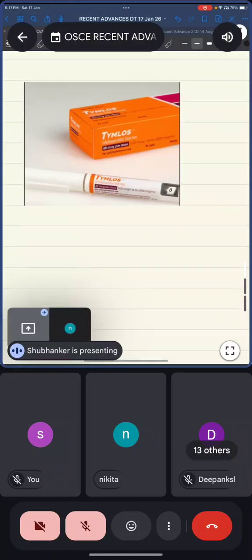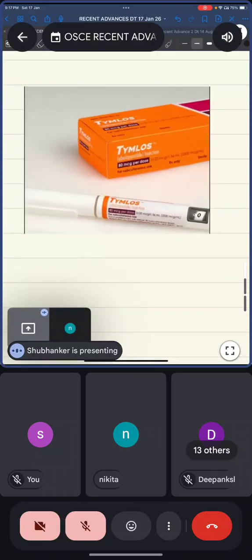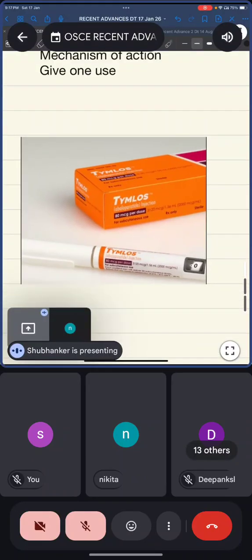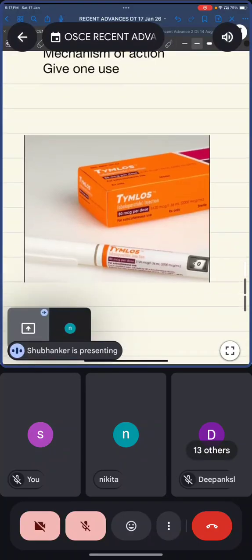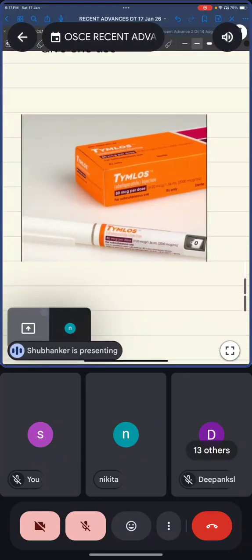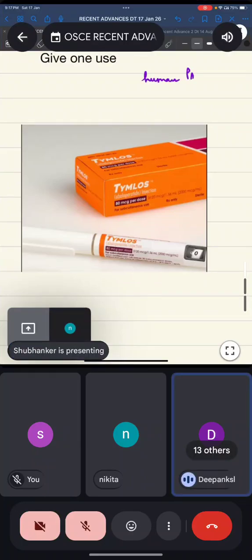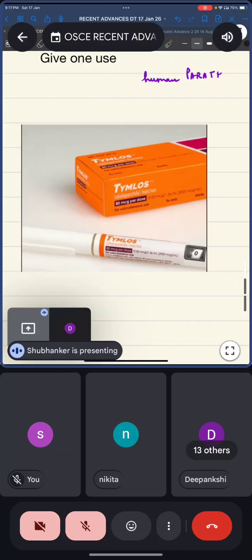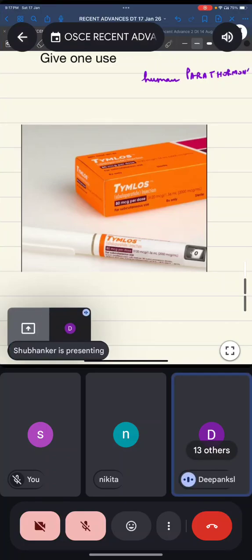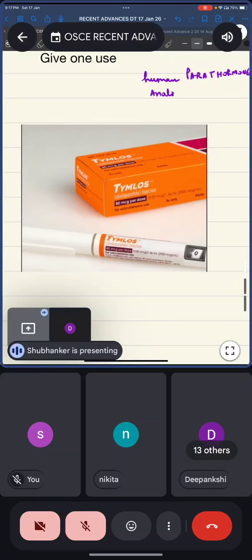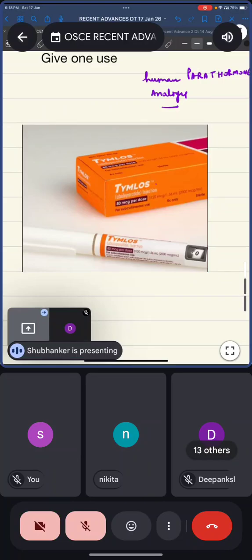Now, an easy image. This is the image which is given to you. They're asking what it is, what is the mechanism of action, and to give one use. So, can somebody help me? What is Abaloparatide? This is a human monoclonal antibody. No, which antibody? Parathormone. It is a human parathormone analog, not an antibody. There are 4-5 questions on antibodies where images will come, like cetuximab, bevacizumab, we will see them. So this is Abaloparatide, a little bit different. Okay, please remember it.